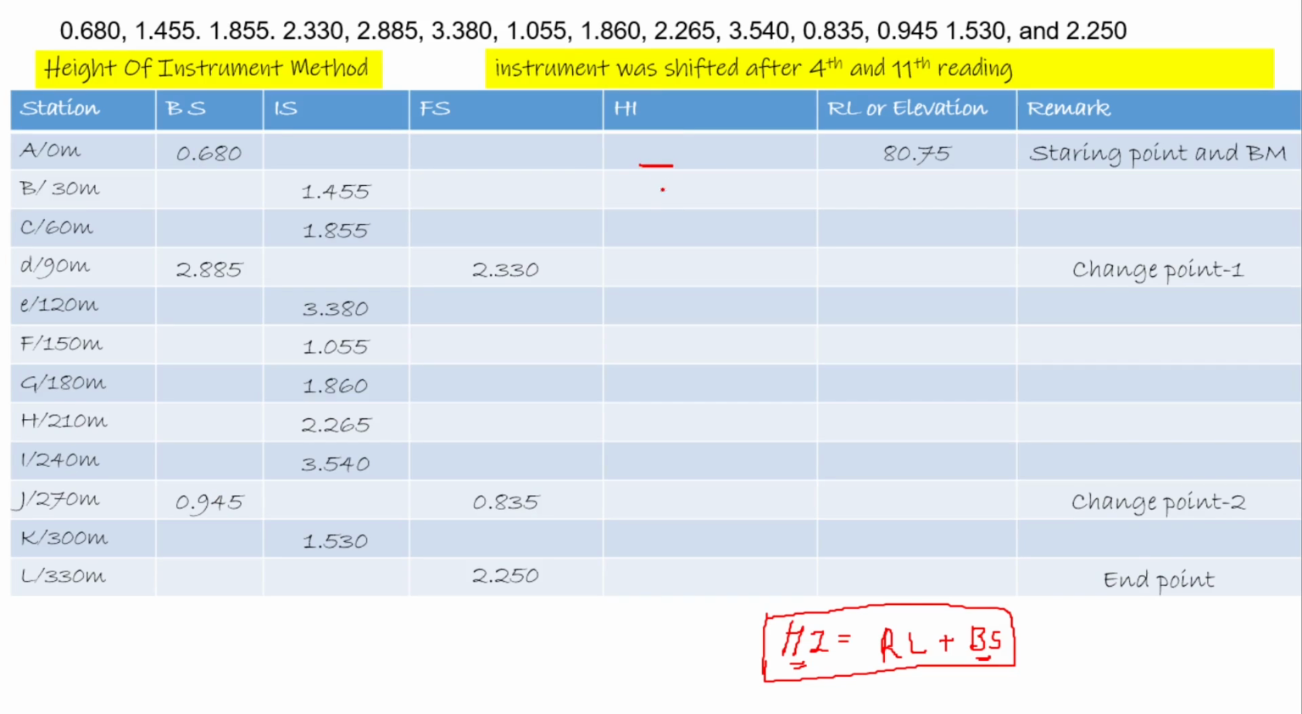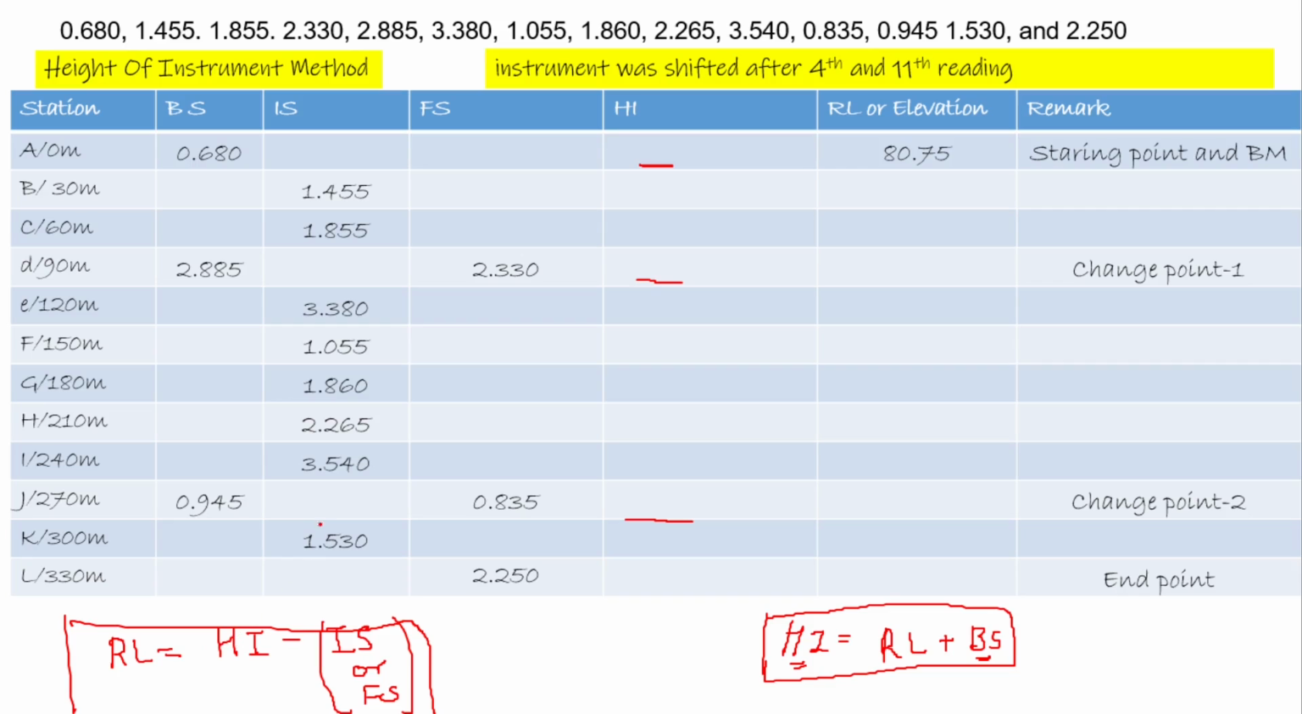The first HI will be here, and for the second, because a backside reading is there, there will be one HI here, and there will be one more HI here. So three times we will calculate the HI, but we have to follow the sequence. Now I am going to write the second formula for RL. RL is equal to HI minus intermediate sight reading or foresight reading. So it is your second formula for calculating the RL.